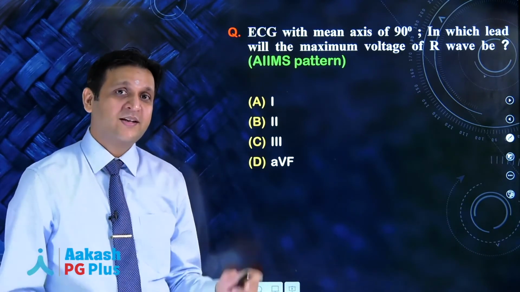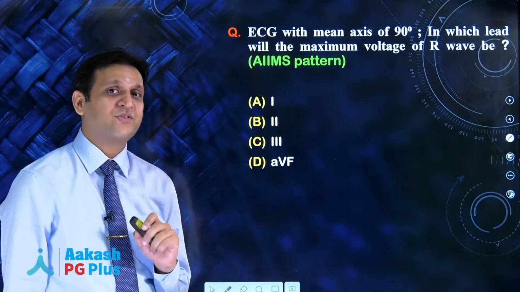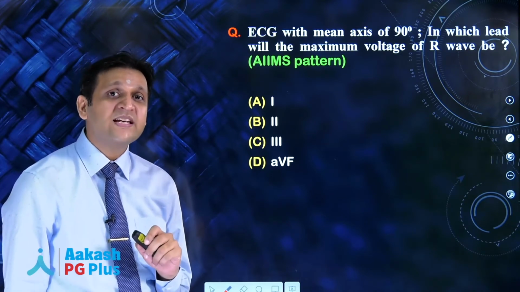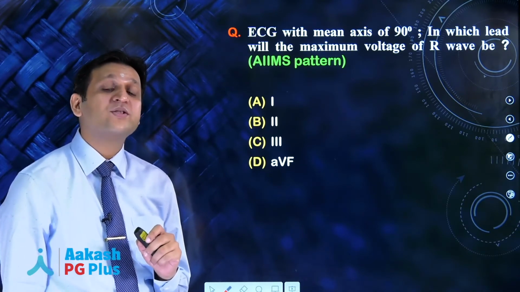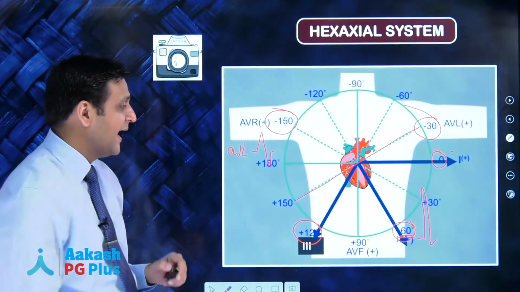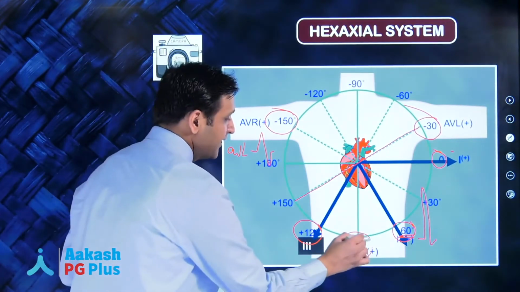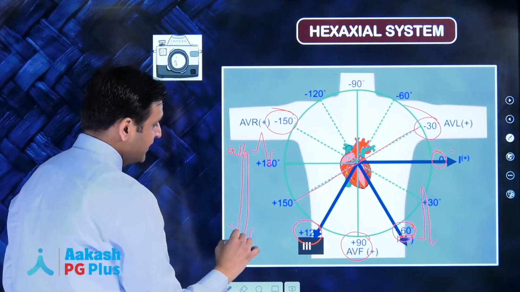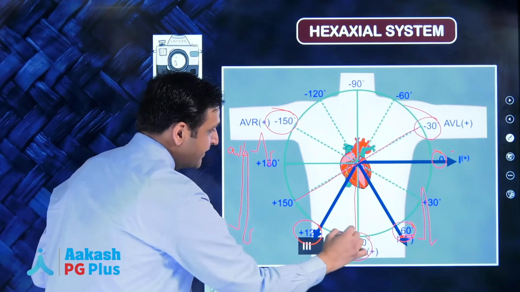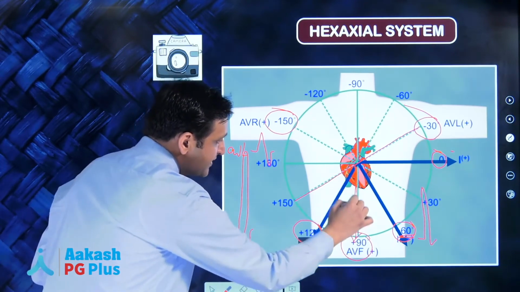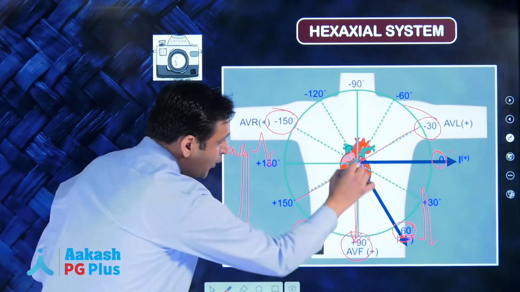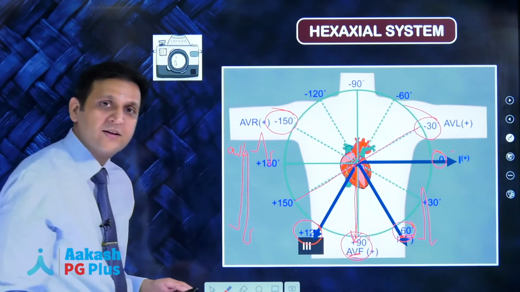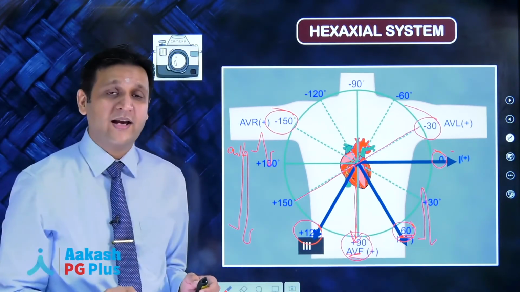Got the question? If the ECG has a mean axis of 90 degrees, in which lead will the maximum voltage of the R wave be? So the axis is 90 degrees, and the maximum voltage of the R wave is along the axis, right? So if the wave of depolarization is moving at 90 degrees, which is the lead? AVF. So that's the concept I wanted to highlight.